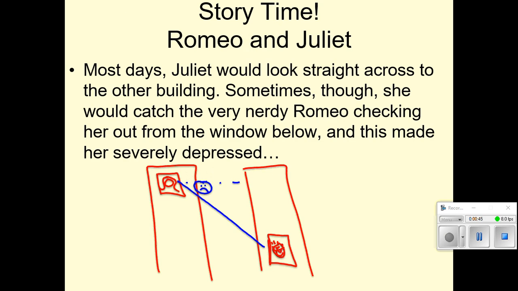Most days, Juliet looked straight across at the other building, but sometimes she would catch the very nerdy Romeo checking her out from the window below, and this made her severely depressed.